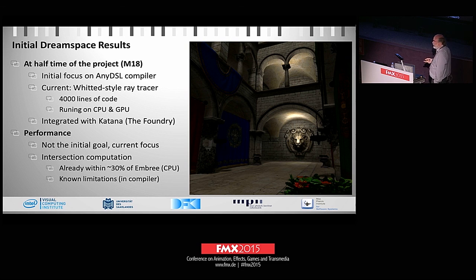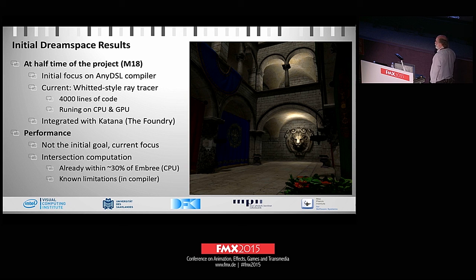Initially, we were not looking at performance, but really at what are the right abstractions. Only in the last couple of months have we started looking at performance. We started with the intersection computation. Our current intersection computation is within 30% of the Embree time for the same thing on the same hardware. And that is due to known limitations in the current compiler. So we can definitely get this much closer.